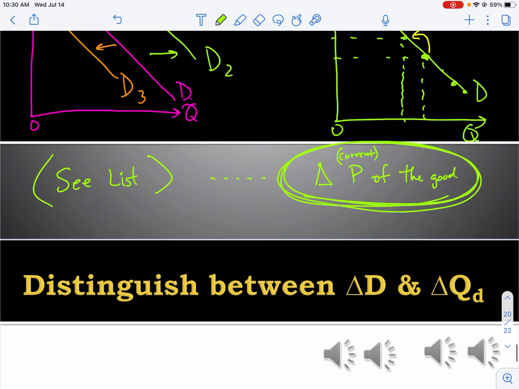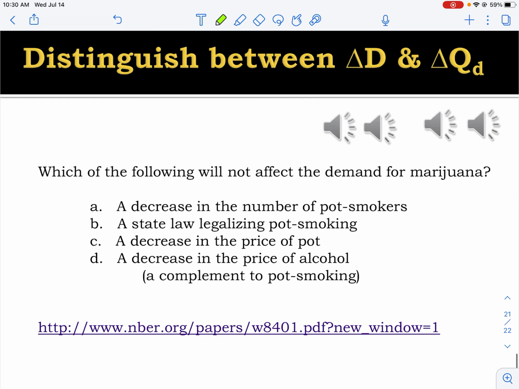In fact, I've got one quick example for you here. I chose this example for two reasons. One, because it's fun and provocative and it's good review. And two, it shows you can use econ to think about a whole lot of different areas. So, which of the following will not affect the demand for marijuana?